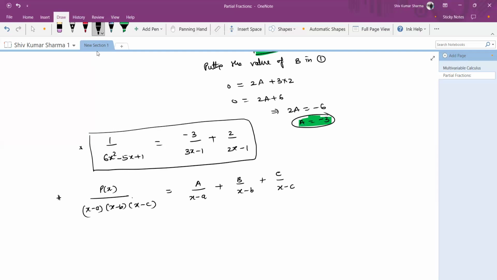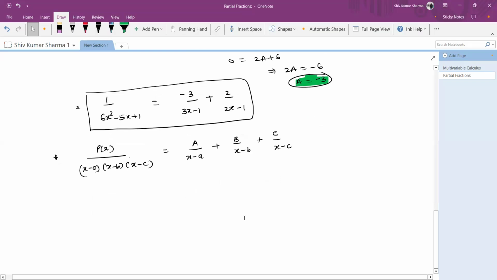You remember one thing: when we have linear factors, we write down the partial fraction in this form. Linear means having degree 1, like x minus a, x minus b, x minus c. So when we have linear factors, we write down the partial fraction in this form, and we solve this for finding capital A, B, and C.